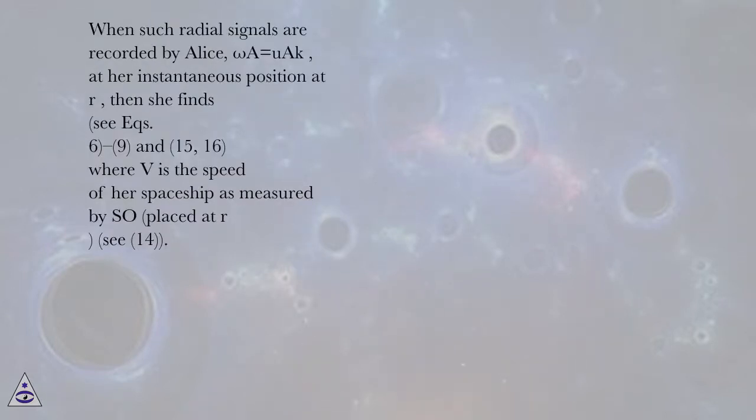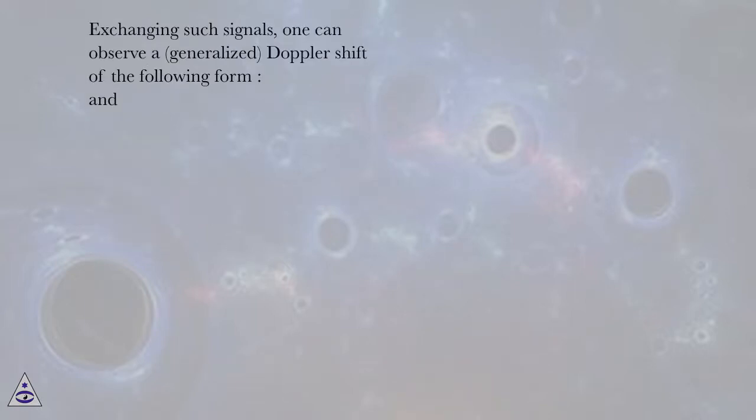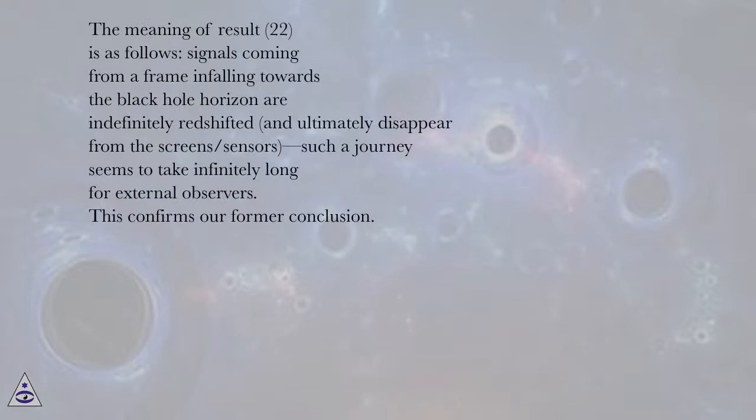When such radial signals are recorded by Alice, omega_A equals u_A·k, at her instantaneous position at R, then she finds, Eq. 6-9 and 15, 16, where v is the speed of her spaceship as measured by SO, placed at R, Eq. 14. Exchanging such signals, one can observe a generalized Doppler shift of the following form. And the meaning of result 22 is as follows: signals coming from a frame falling towards the black hole horizon are indefinitely redshifted, and ultimately disappear from the screen/sensors. Such a journey seems to take infinitely long for external observers. This confirms our former conclusion.